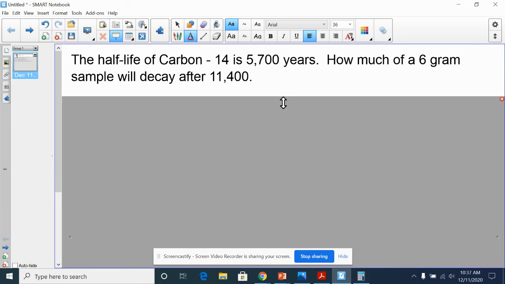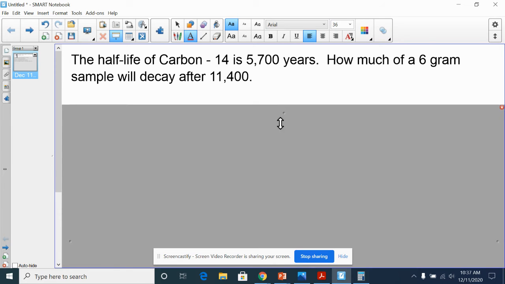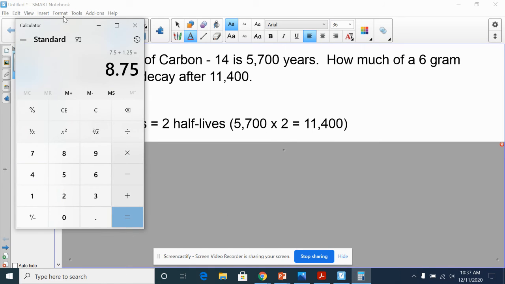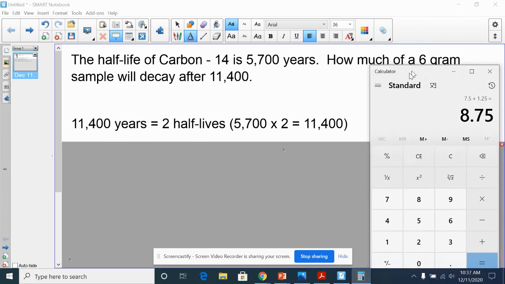So here's how we break it down. This is how we go about solving it. We know that 11,400 years is equal to 2 half-lives. How do we know that? Well, if we know that 1 half-life of carbon-14 is equal to 5,700 years, all we need to do is multiply that by 2 to figure out what 2 half-lives would equal, and that's where we get 11,400. Again, don't be ashamed to use your calculator in order to make sure your calculations are accurate.